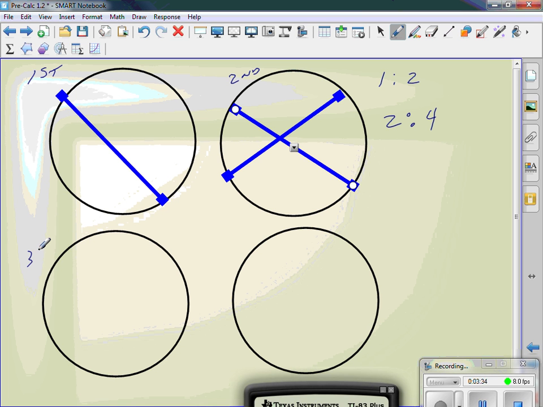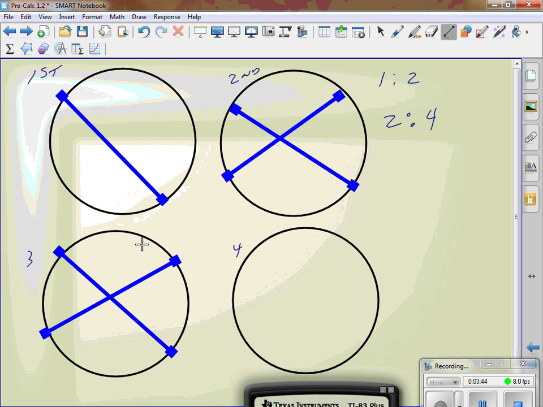Figure out how many there are for 3 and for 4. I'm going to take 1, 2, 3. I have 1, 2, 3, 4, 5, 6. 1 in the middle. There are 7. 3 gets me 7.